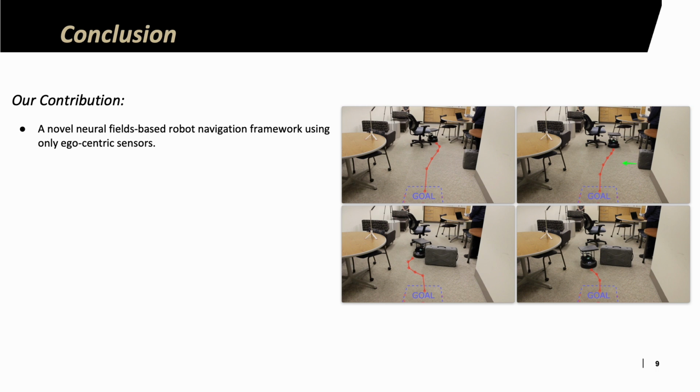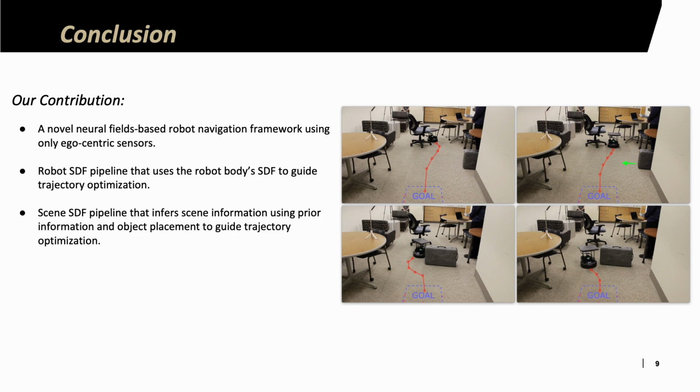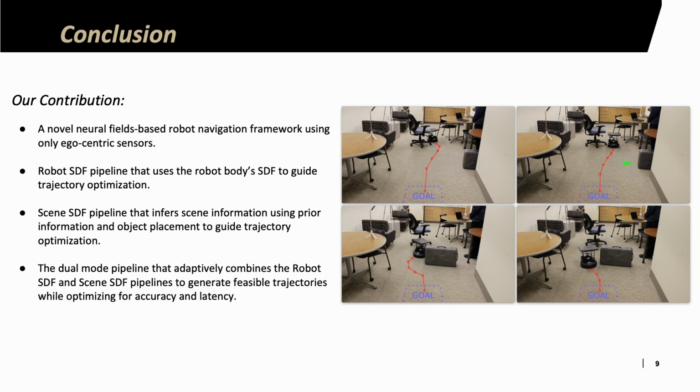In summary, we propose a novel framework of neural SDFs for robot navigation using only an onboard sensor. Our method comprises of a robot SDF pipeline that directly queries the robot body's SDF to guide trajectory optimization, and a scene SDF pipeline that combines visible scene elements with prior information to give more accurate shape information. We combine the two pipelines to give the best of both worlds and achieve a pragmatic approach to motion planning in indoor scenarios. Thank you.